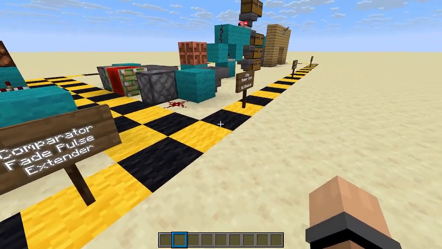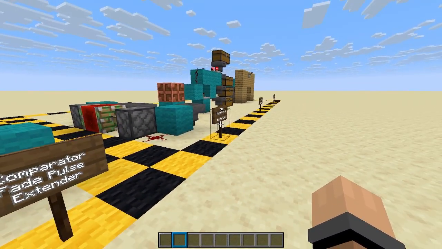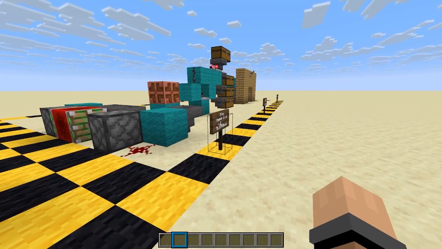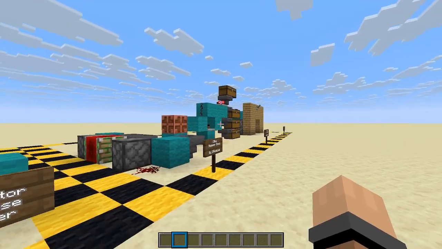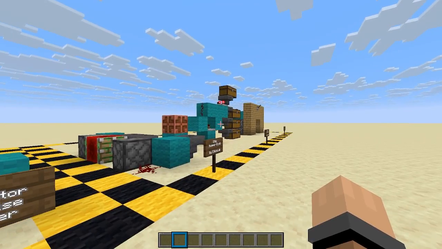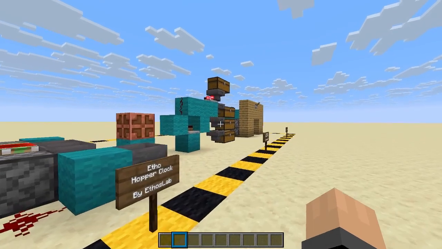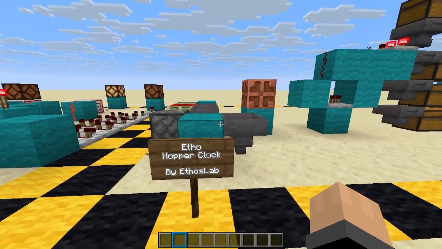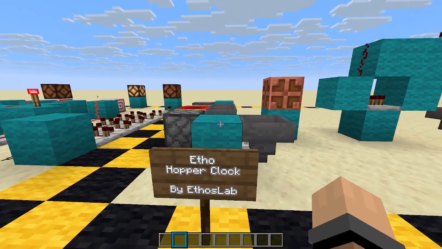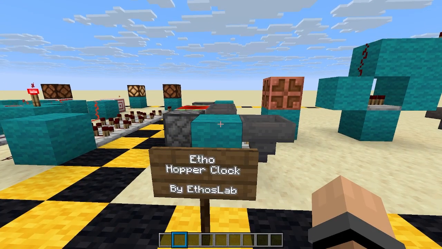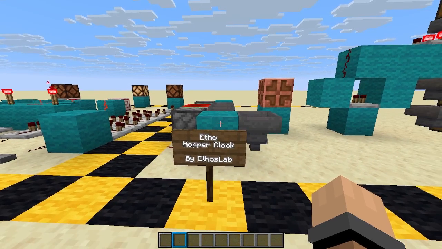And now we are going to be getting into some of the more actual buildy type stuff. Things that are full working contraptions, but are very good to know and use. First off, we have the Etho Hopper Clock. And I know I showed you last time, but I wanted to show it again just because I find this to be such a useful contraption.